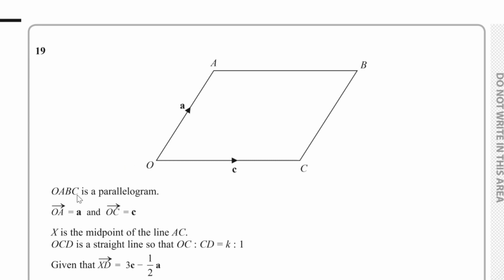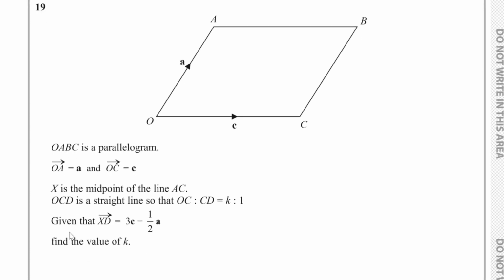Question 19. OABC is a parallelogram, where OA is equal to A and OC is equal to C. X is the midpoint of the line AC, and OCD is a straight line, so that the ratio OC to CD is equal to K to 1, and given that XD is equal to 3C minus 1/2 A, we have to work out the value of K.